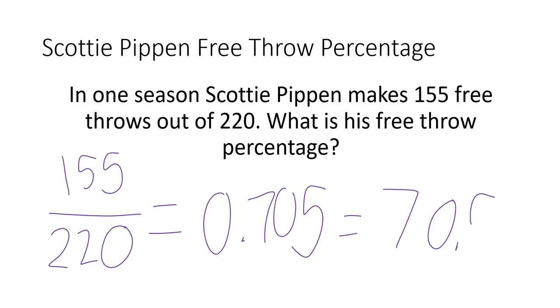So in a season, he made 70.5% of his free throws. This could mean that if he shot 100 free throws, he had made 70.5 of them. Now, of course, you can't make 0.5 free throws, so it would be between 70 and 71. So, in order to figure out the percentage, we divide the part by the whole.